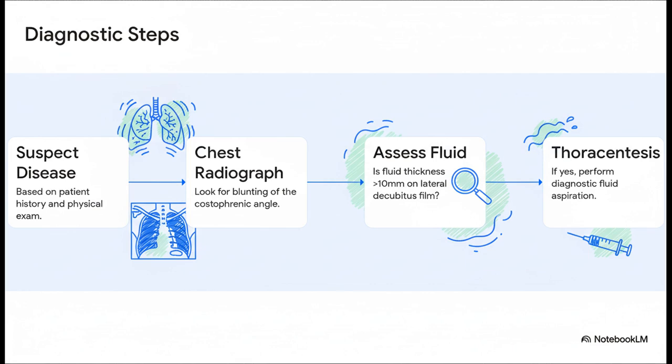You're looking for that classic sign, blunting of the costophrenic angle, where that sharp corner at the bottom of the lung just disappears. If you see that, or confirm a fluid layer of more than 10 millimeters, then it's time for the next step, a diagnostic thoracentesis, to get a sample of that fluid.